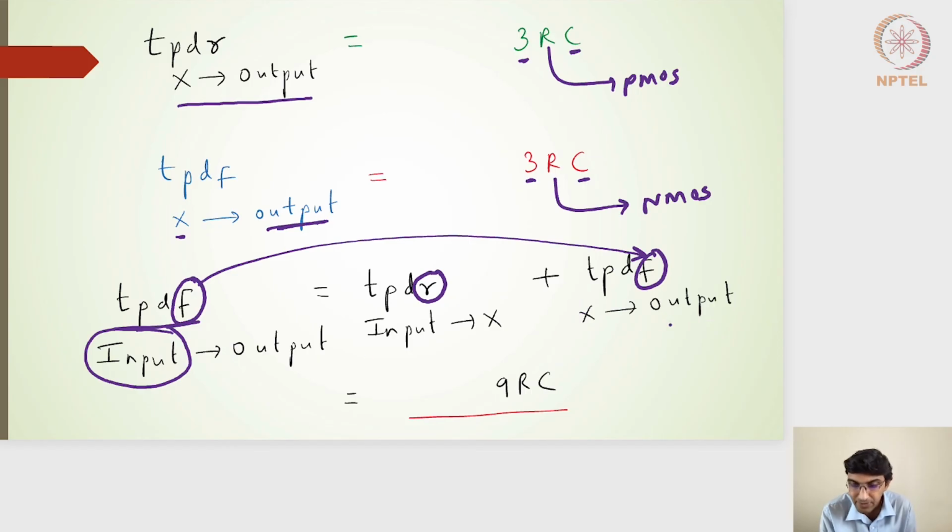So overall, the second stage will give me 3 RC, the first stage will give me 6 RC. So overall it is nothing but 9 RC. Right, a very conservative approach when the input characteristics are not given, when the step input is not given.